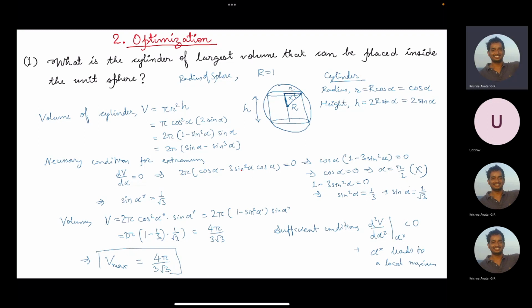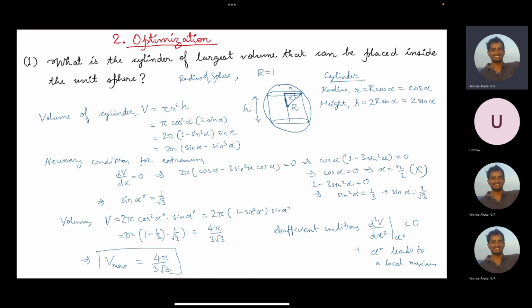Now let's also determine whether at this point it's a maxima or minima. For that we resort to sufficient conditions. From the sufficient conditions, the double derivative of v with respect to alpha at alpha star has to be less than 0. And this means that alpha star leads to a local maxima, which also happens to be the global maxima in our case.